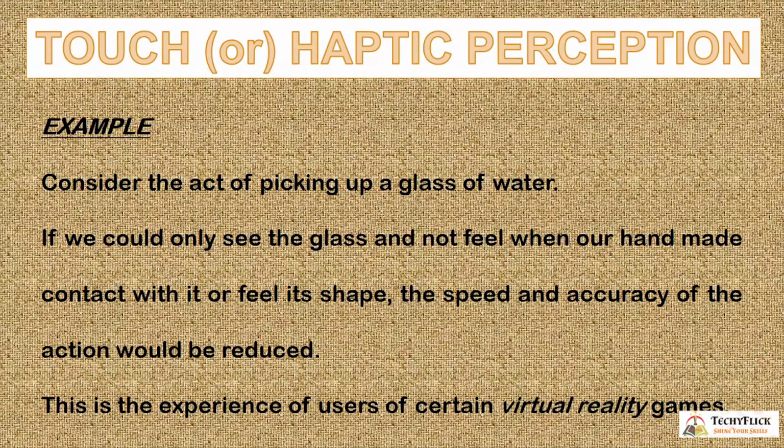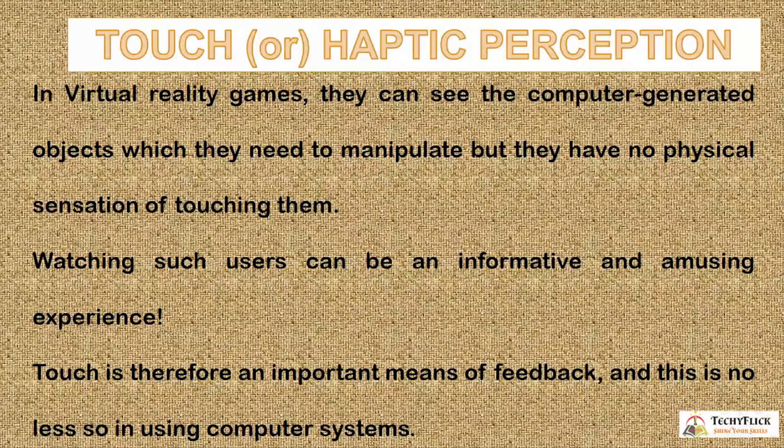Example: consider the act of picking up a glass of water. If we could only see the glass and not feel when our hand made contact with it or feel its shape, the speed and accuracy of the action would be reduced. This is the experience of users of certain virtual reality games. In virtual reality games, they can see the computer-generated objects which they need to manipulate, but they have no physical sensation of touching them. Watching such users can be an informative and amusing experience.